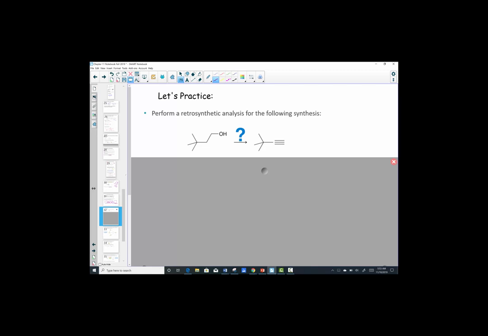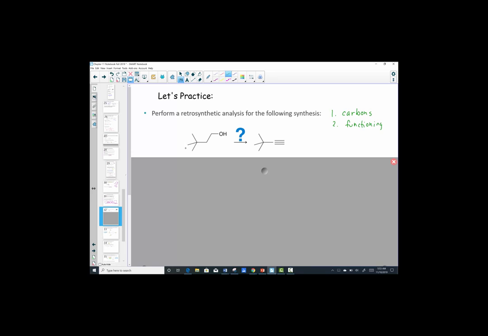So as a practice, let's perform a retrosynthetic analysis for the following synthesis. All right, same 2 questions. What's happening with the carbons? Are we adding, subtracting, or are they staying the same? And what's happening to the functional groups? Are they changing? Are they moving? We want to keep track of those 2 key questions. How many carbons do we start with? How many do we end with? And what happens to the functional group?